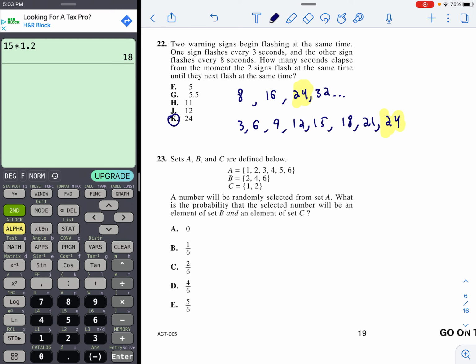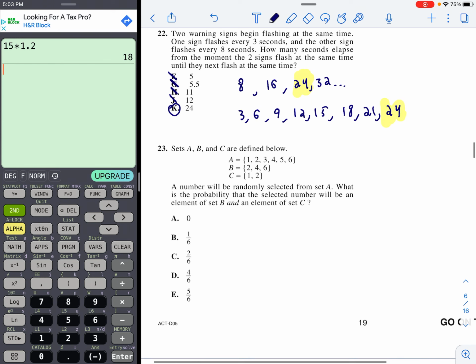I mean, looking at these answer choices, how many seconds elapse when they'll flash at the same time? Well, the one that takes 8 seconds to flash definitely won't flash at any of these intervals. So they've made the answer choices there pretty easy on that one.